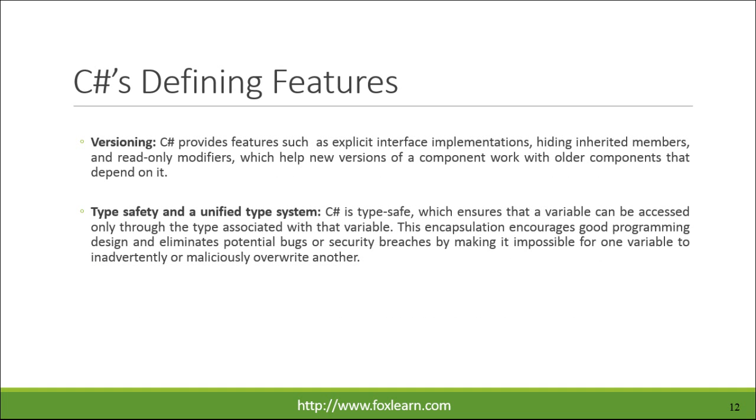Versioning. C# provides features such as explicit interface implementations, hiding inherited members, and read-only modifiers, which help new versions of a component work with older components that depend on it. Type safety and a unified type system. C# is type-safe, which ensures that a variable can be accessed only through the type associated with that variable. This encapsulation encourages good programming design and eliminates potential bugs or security breaches by making it impossible for one variable to inadvertently or maliciously overwrite another.